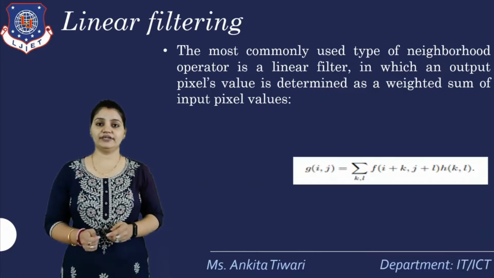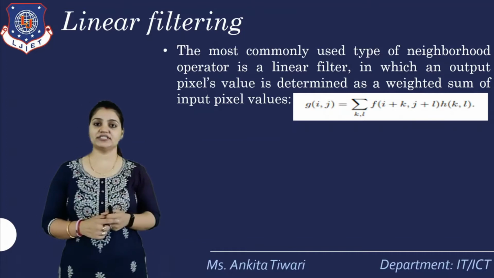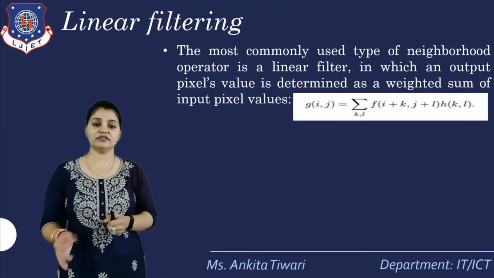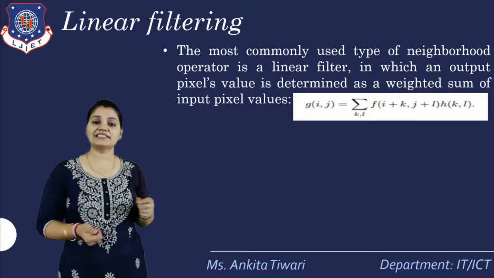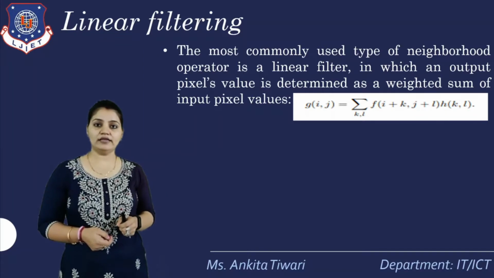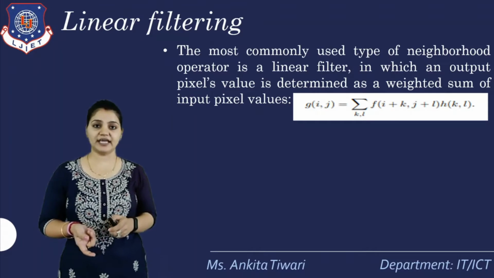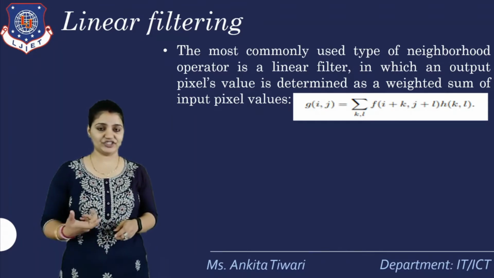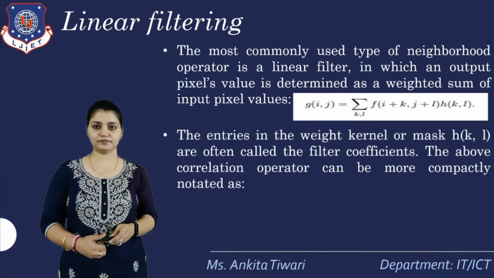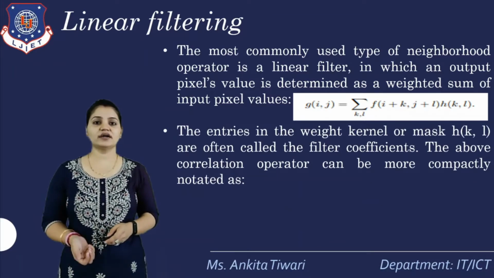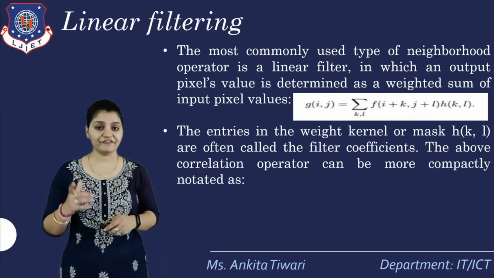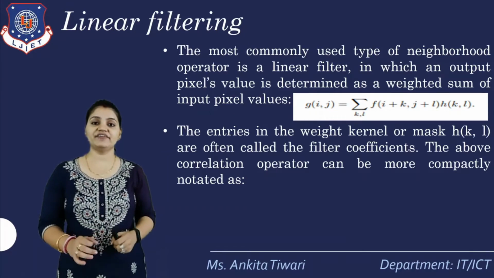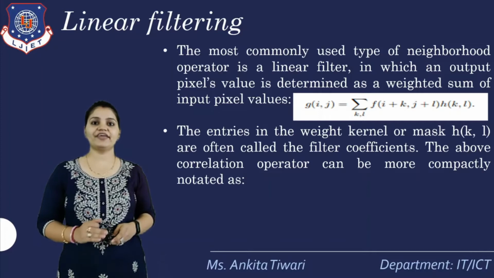Here the example with the equation is given: g of i, j, that is rows and columns, equals the summation over k, l of f of i plus k, j plus l, times h of k, l. The entries in the weight kernel or mask, h of k, l, are often called the filter coefficients.